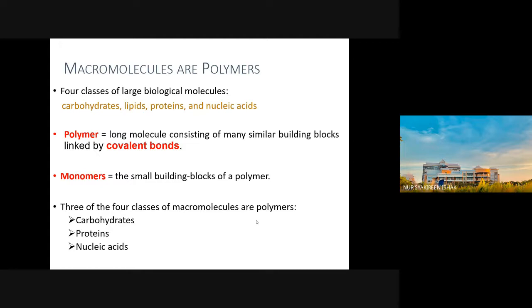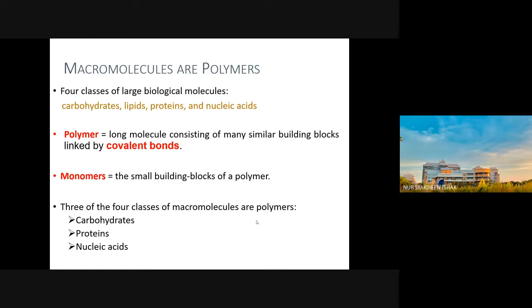So this is the one that I've mentioned here for carbohydrate. Okay, so it also applies to other macromolecules that have monomers, which is protein and also nucleic acids. Carbohydrate, protein, and nucleic acids, they can exist as polymers because they consist of monomers. So these monomers are joined together through the formation of covalent bonds to form the polymers.